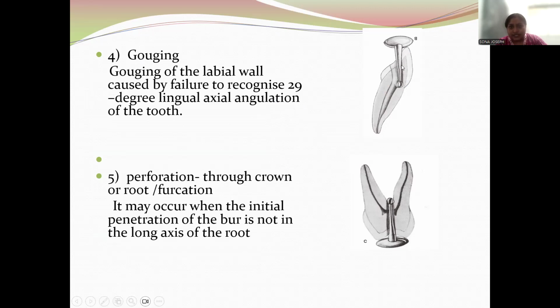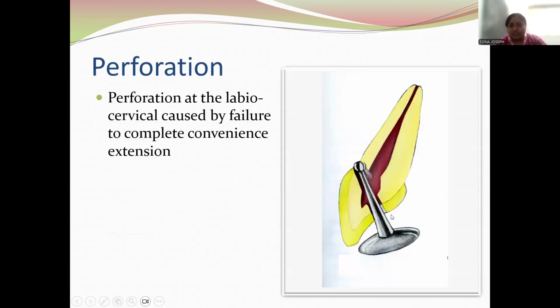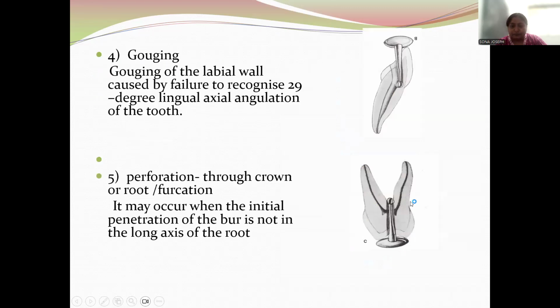Also, there is a general principle that in the anteriors you start at 45 degrees and then change the angulation to the long axis of the bur, the long axis of the tooth. If you don't change the bur angulation correctly and continue at 45 degrees, you might end up in perforation. Like in the next picture, you have started the cavity at 45 degrees, and if you continue without changing the angulation to the long axis of the tooth, you might perforate the opposite wall labially. Even in a molar the same thing can happen.